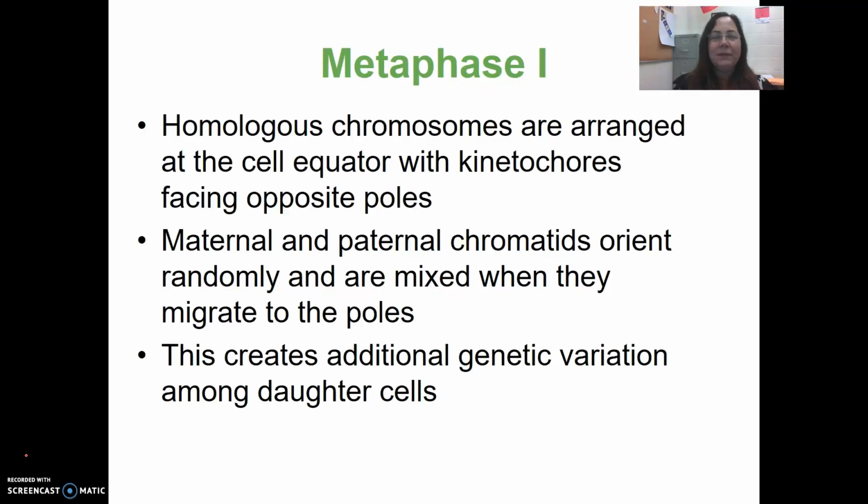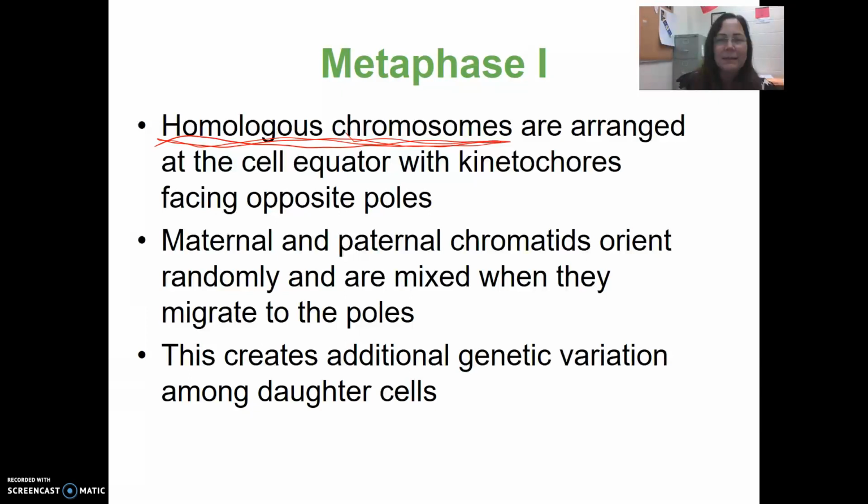This is part two of the chapter 11 lecture notes, and we had left off on metaphase one of meiosis one. The only other thing I wanted to mention, the main thing that happens in metaphase one, is that instead of the chromosomes lining up single file at the metaphase plate, the homologous chromosome pairs line up at the metaphase plate. So in humans, there would be 23 pairs of chromosomes lined up at the metaphase plate.